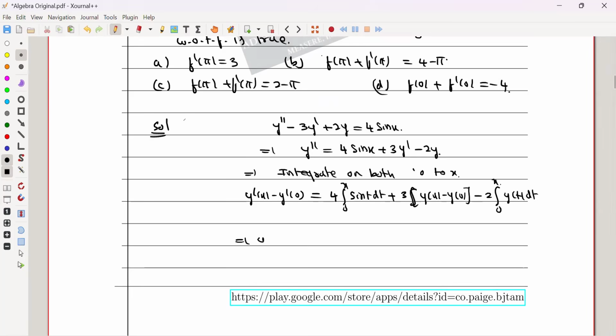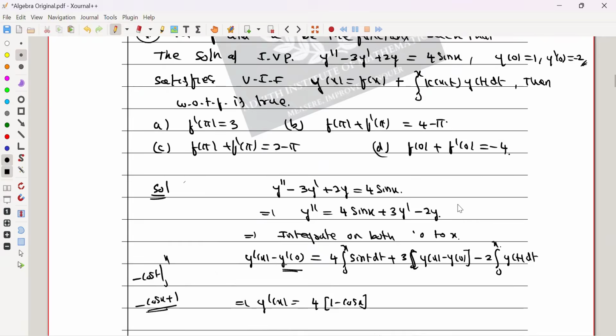So which implies that y dash of x equal to the inside this current plus y dash of 0 comes, plus 4 into integration of sin is minus cos t, limits from 0 to x. So minus cos x and minus of minus is plus cos 0, that means plus 1 comes. So therefore 4 into 1 minus cos x, right? So bringing this to this side, plus y dash of 0, but y dash of 0 is equal to minus 2, which is equal to minus 2.